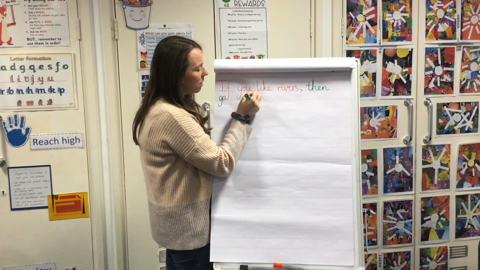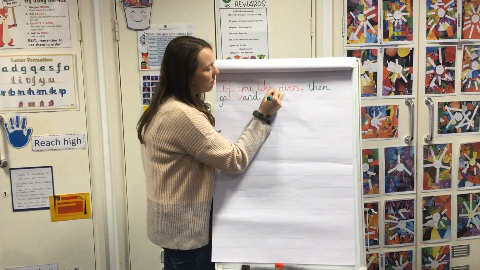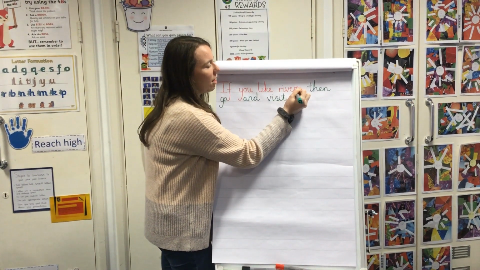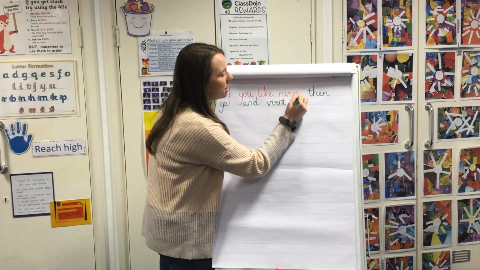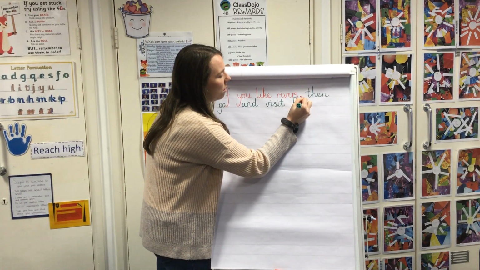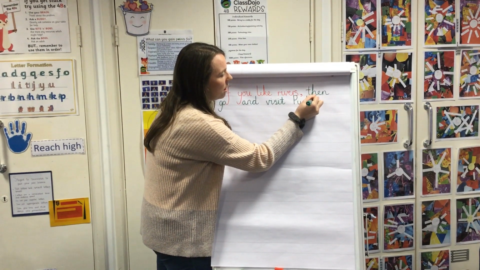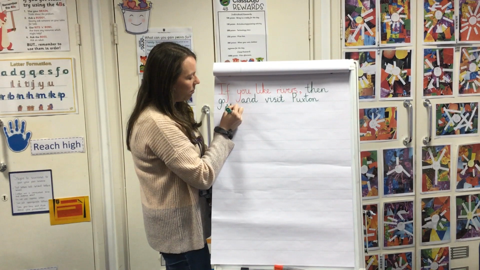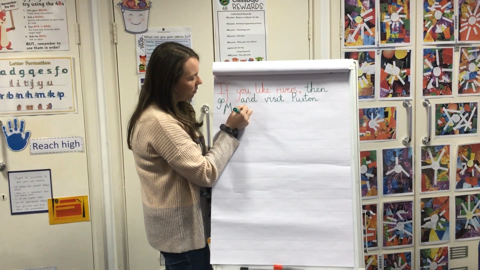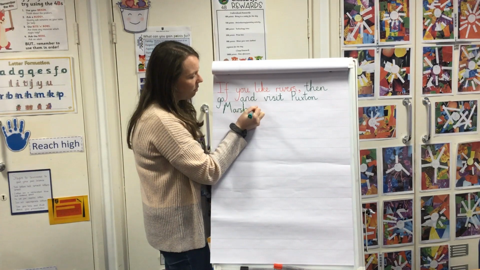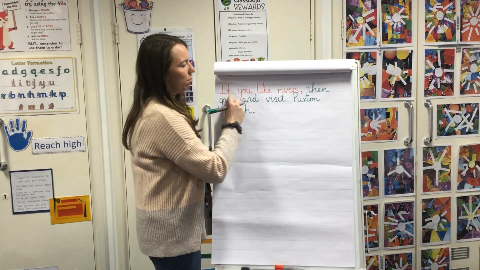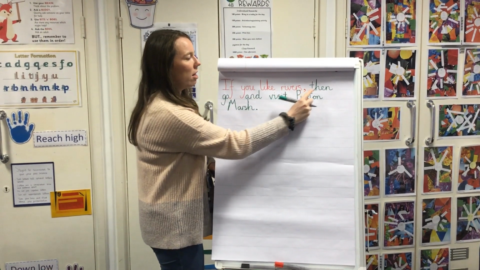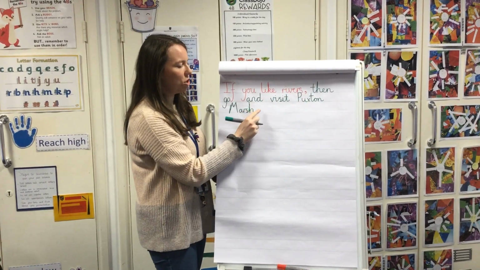Then go and visit Puxton. Now, Puxton Marsh is a place, so it needs capital letters. So a capital P, U, X, T, O, N, Marsh. Full stop. So there's my sentence with my subordinate clause. If you like rivers, if is my subordinate conjunction, comma, then go and visit Puxton Marsh. Full stop.